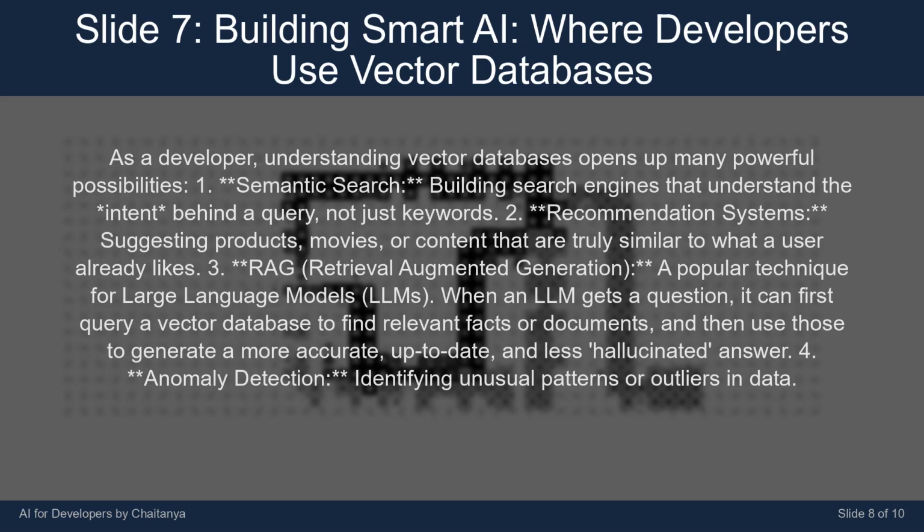a popular technique for large language models, LLMs. When an LLM gets a question, it can first query a vector database to find relevant facts or documents, and then use those to generate a more accurate, up-to-date, and less hallucinated answer. 4. Anomaly detection: identifying unusual patterns or outliers in data.